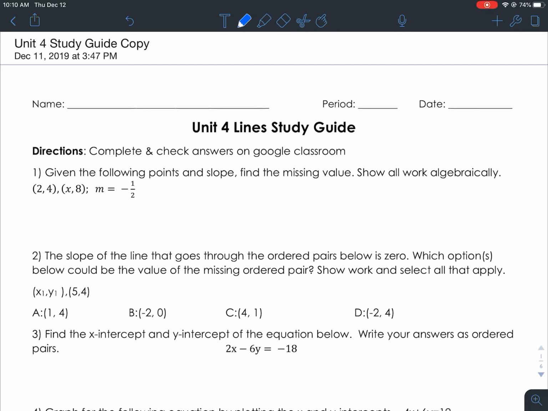Hello, this is going to be a video that's going over the first page front and back from your study guide. So for the first problem here, we're looking for this missing value, the x value.